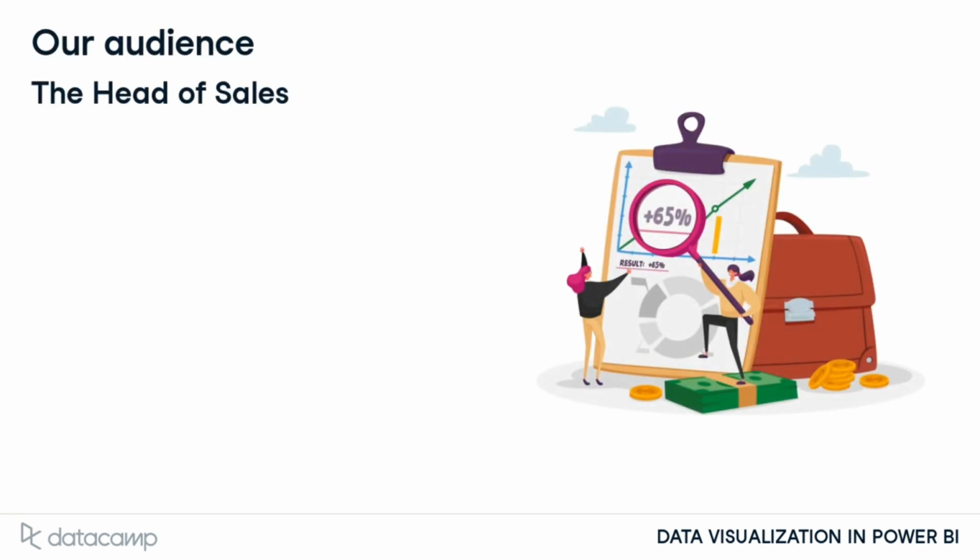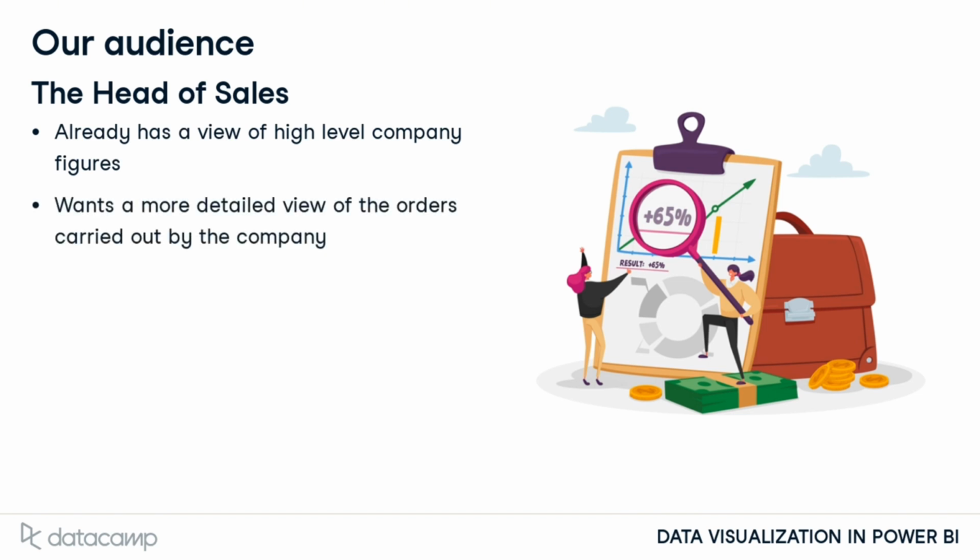Our initial audience will be the head of sales of the company, who has a good understanding of the high-level figures related to the company's performance and the products they sell. However, the head of sales does wish to investigate in more detail what type of orders the company is processing and what products are being ordered. The specific output requested will be tailored to her requirements as it is a special project she has asked you to perform.